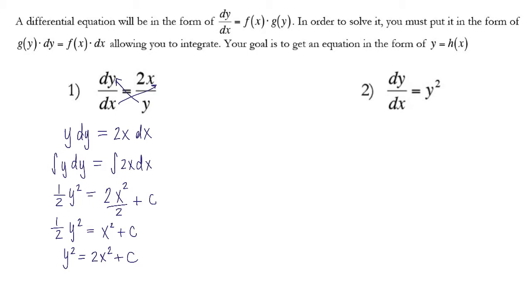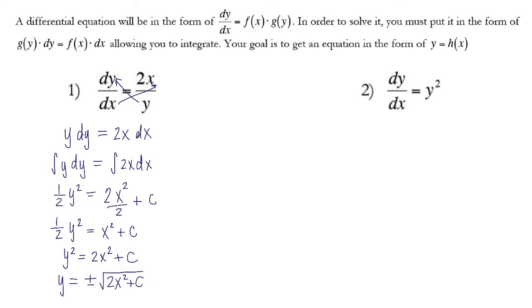And then we would take the square root of both sides. So our original equation was y equals plus or minus square root of 2x squared plus c. And that's as close as we can get right now to finishing out the problem.